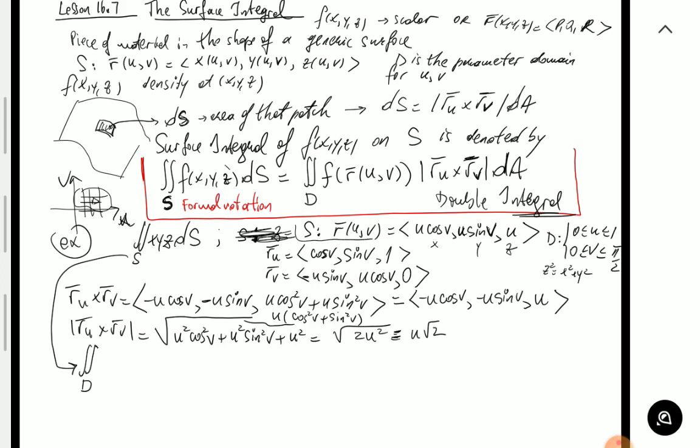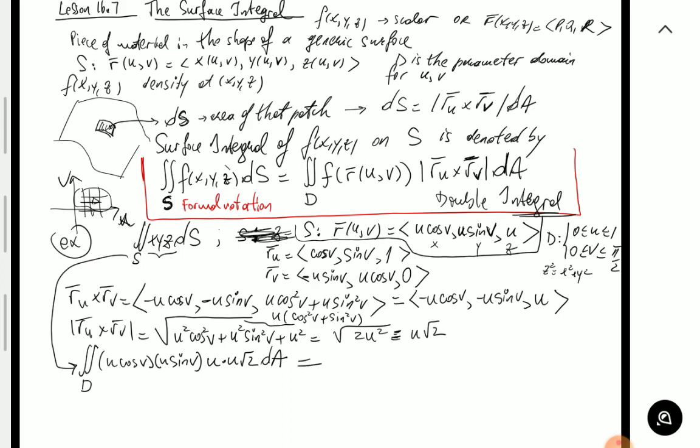So go back to the parametric representation of the surface. X, Y, and Z will be replaced by u cosine v, u sine v, and u respectively. So you go back to the function to integrate, x, y, z in this case, and just carefully replace x with u cosine v, y with u sine of v, z with u, and then times the magnitude of Ru cross Rv, which we just determined before, which is u square root of 2 dA.